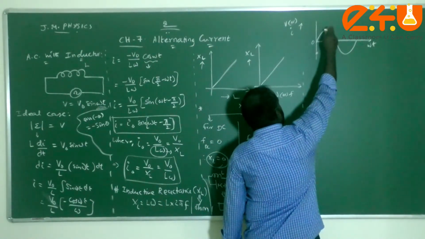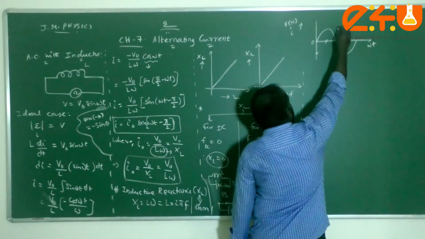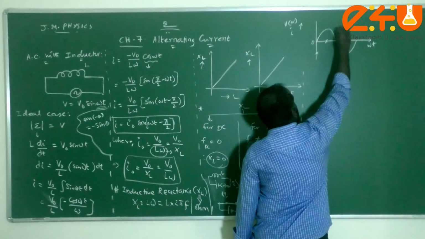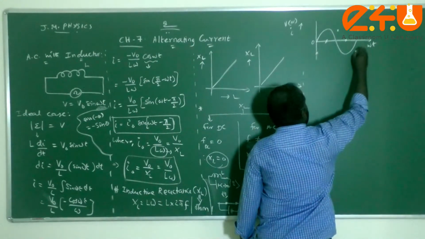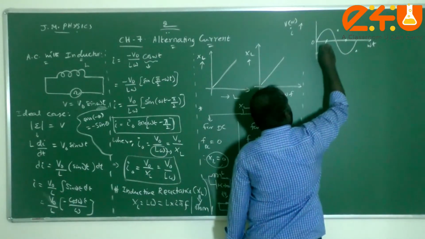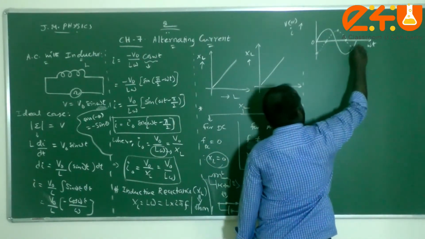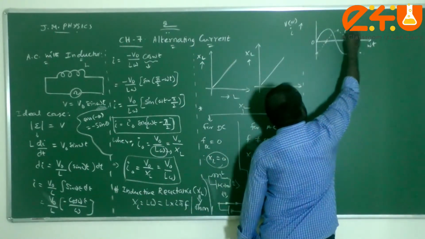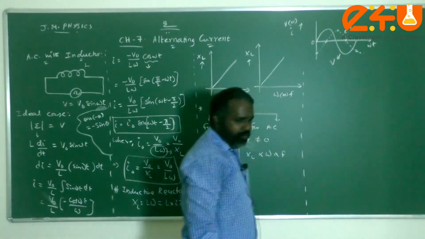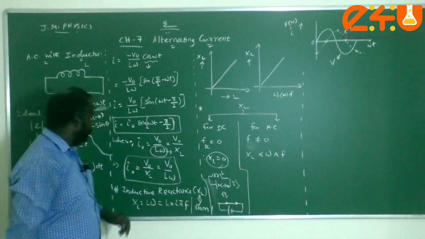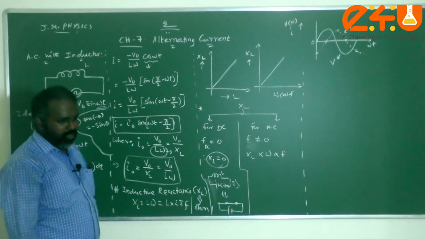When the voltage is positive maximum, the current will be 0. When the voltage is 0, the current will be positive maximum, and vice versa. So like that it will go. Now this is the graph for current, the variation of the graph for current. The solid line is the voltage graph. How to draw the graph? You need not memorize it. Just take these two equations and find it out.